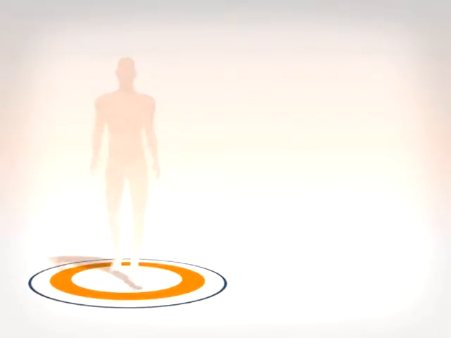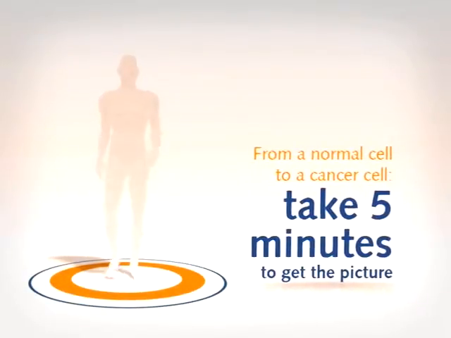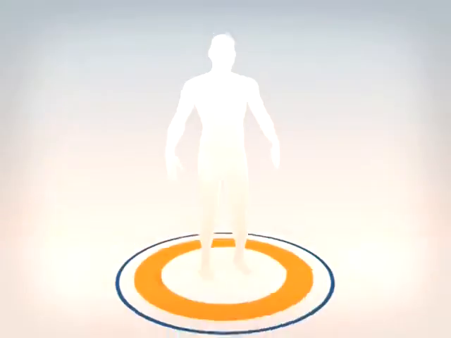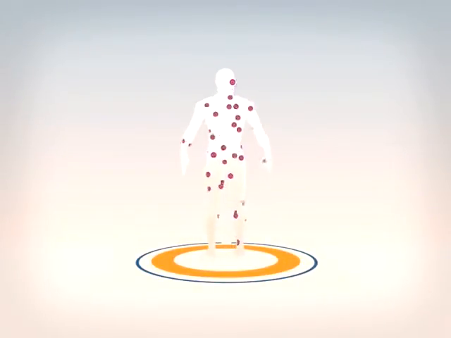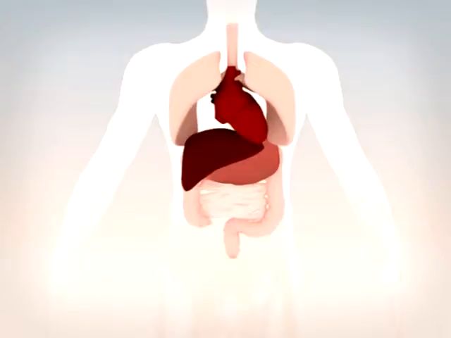A normal cell to a cancer cell. Take 5 minutes to get the picture. More than 60,000 billion cells make up the human body. They are the units that form the tissues which make up our organs, like the liver, heart, and lungs.